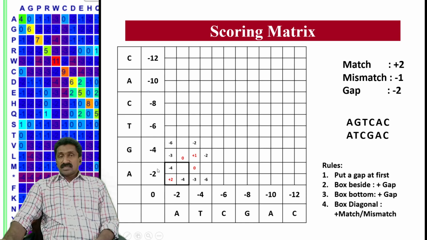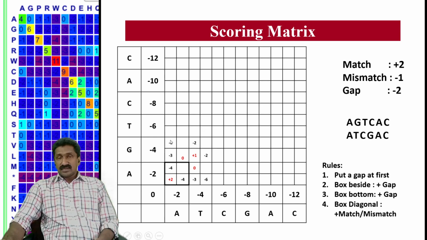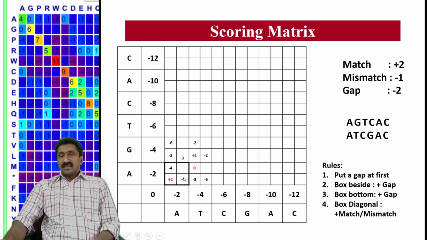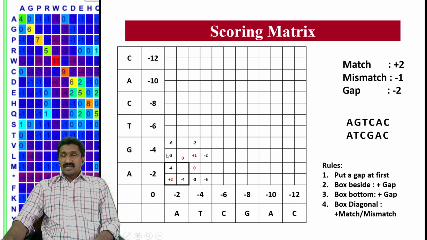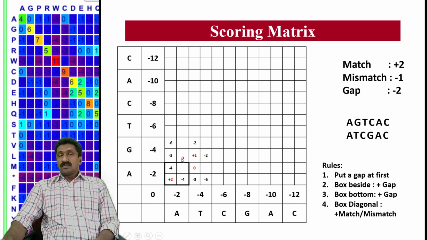-2, and this GA is a mismatch. Hence, the mismatch value will be applied here: -2 -1, that is -3. And if you are moving horizontally, -4 -2, that is the gap value added in this box, that is -6. And here the assigned value in this box will be +2, the highest value. So +2 -2, that is 0, will be applied in this box. So the 3 possible values or scores in this cell are -6, -3 and 0, and 0 will be the highest value. This value will be applied here.